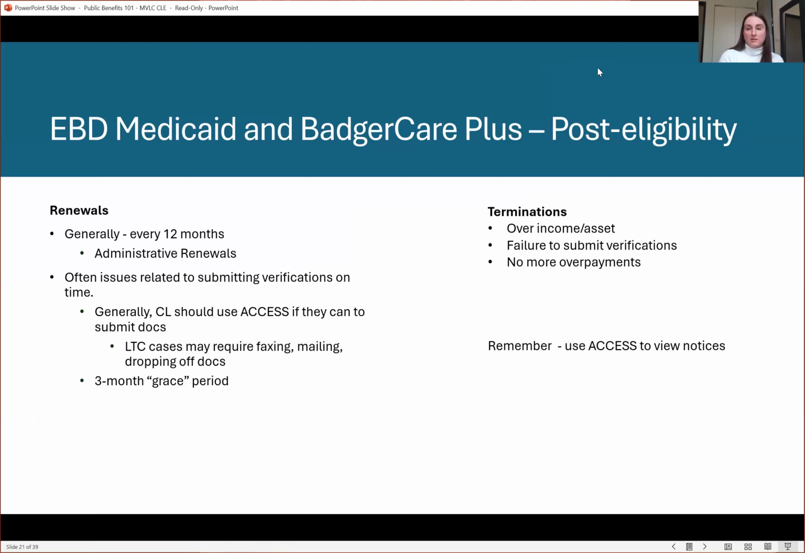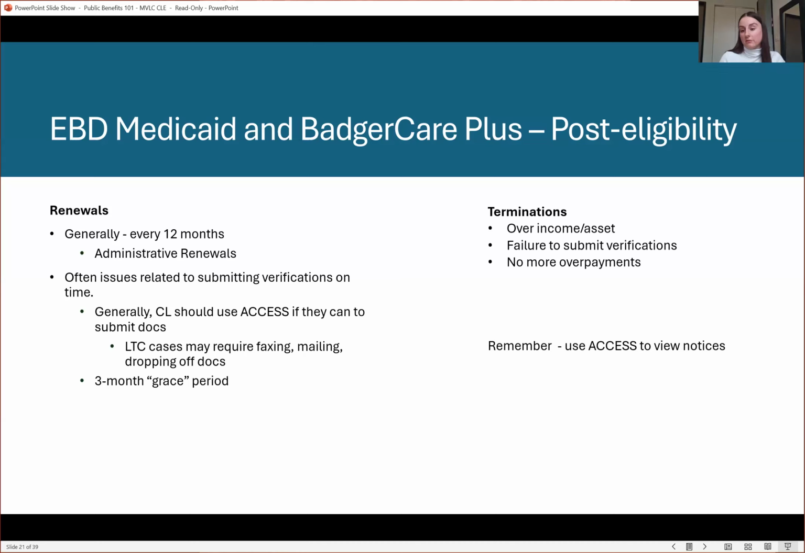Post-eligibility stuff that comes up. Renewals are a big thing in these two programs. Generally, every 12 months, you're going to have to renew your benefits, and they'll request updated information if they don't have it through the information data exchange system that they have between agencies, et cetera. They'll ask for bank account information, et cetera. So following up on those renewals is a really important thing.